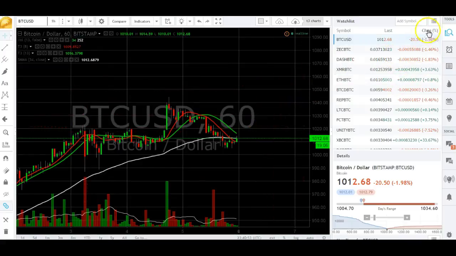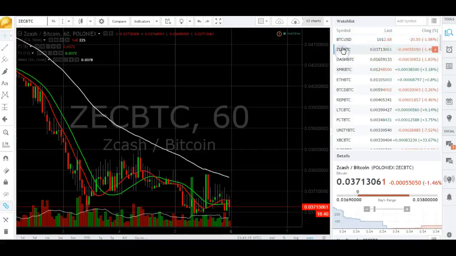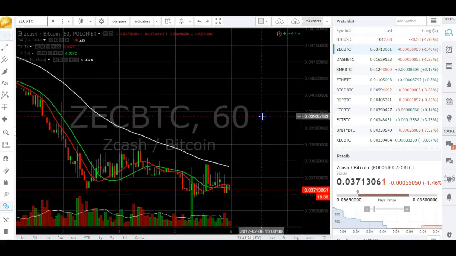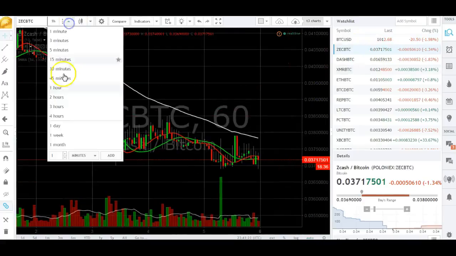Right now, let's just do an overview of Bitcoin pairs on the exchange for highest prices first. So looks like Zcash. Is it Zcash? Let's look at this at a longer term first and break it down.